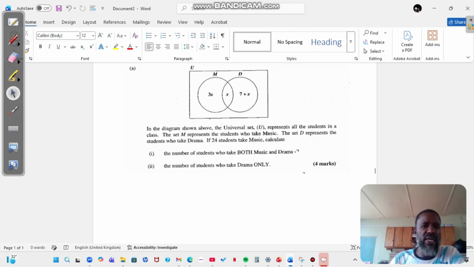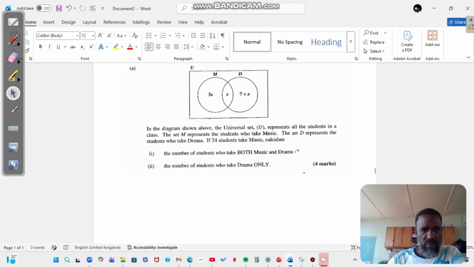All right, so the question reads: in the diagram shown above, the universal set U represents the students in the class. The set M represents the students who take music. The set D represents the students who take drama. If 24 students take music, calculate 1, the number of students who take both music and drama, and 2, the number of students who take drama only.